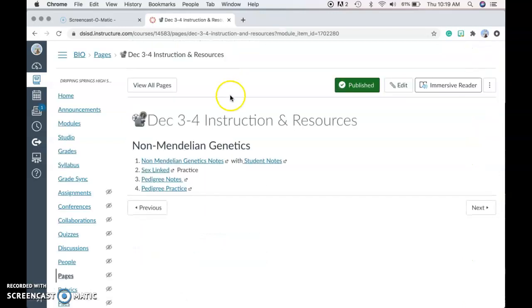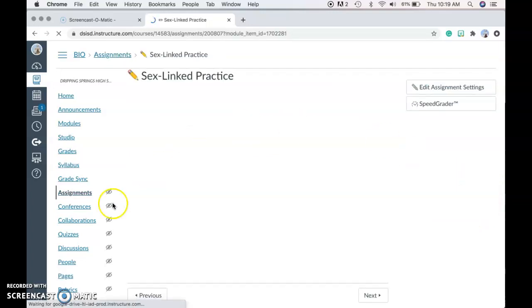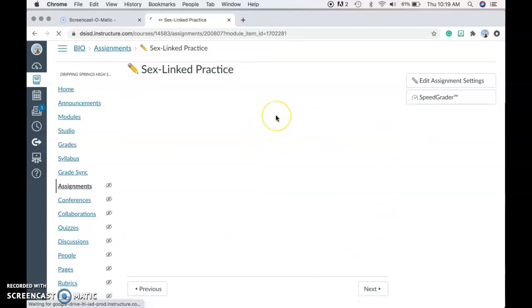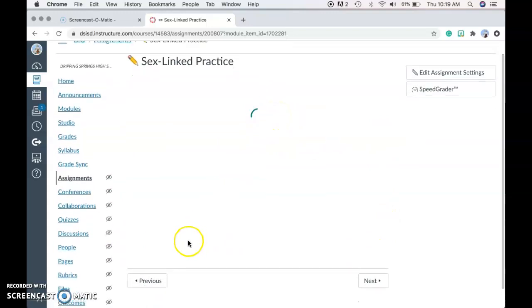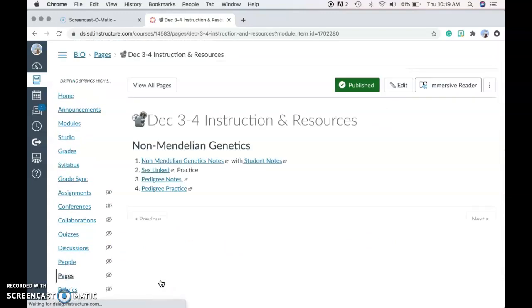What we're going to be doing today is going over the rest of non-Mendelian genetics. We're going to be doing a sex-linked practice, and then we're also going to go over pedigrees and what those are. Here's the sex-linked practice that we're going to be working on once we go over the notes. So let's go back.